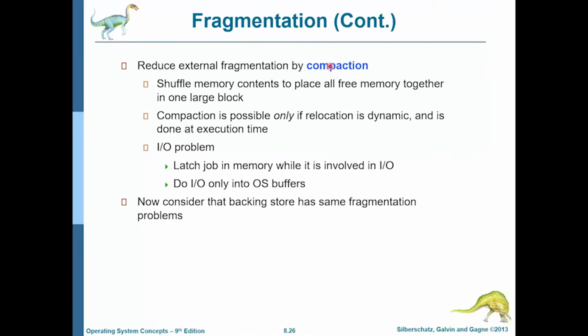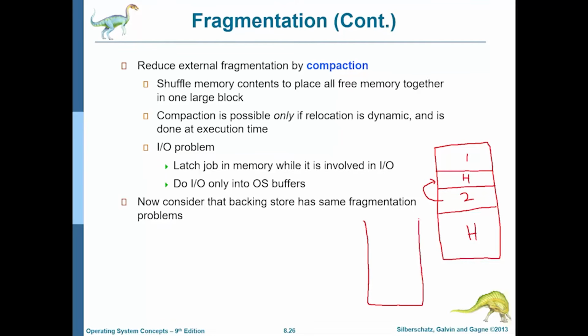So what you can do is, if there are holes all over the place, move the processes around so that the holes can coalesce to make a bigger hole. So for example, let me draw it again. So this is the memory area, and here let's just say there is process number 1. Here there is a hole. Here there is process number 2, and here there is another hole. So what if we move process number 2 over here, and then it looks like this.